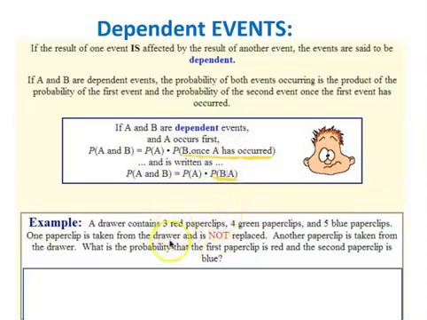So let's go ahead and apply this to an example, because we know things always make a lot more sense once we see it in an example. We've got this same drawer that we just found the independent probability of. Same drawer. We've got 3 red paper clips, 4 green, and 5 blue paper clips. One paper clip is taken out of the drawer and then it's not replaced. And then we reach in and choose another paper clip. So we want to find the probability that the first paper clip is red and the second paper clip is blue. So how do we do that?